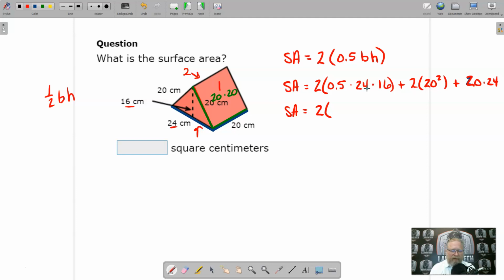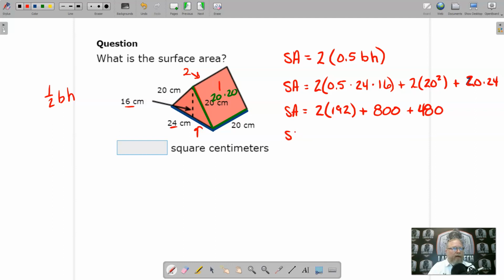So 0.5 times 24 times 16 is going to give me a product of 192. And I'm going to add that to 2 times 20 squared. So let's go ahead and take 20 and square it, and then we will double that, and that's going to give us 800. That was for those two panels that are 20 by 20. Now we're going to go ahead and add to it the 20 times 24, and that's a product of 480.